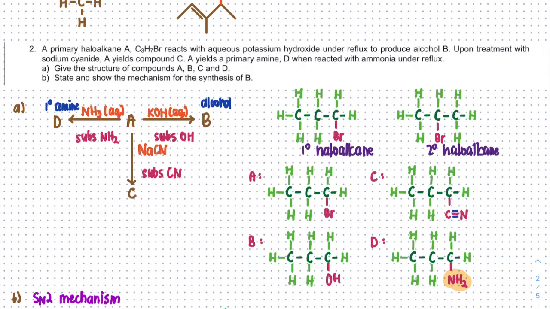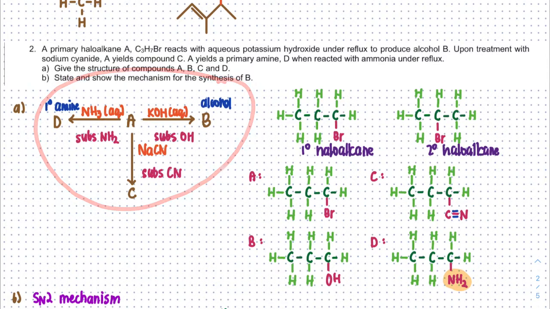When we're talking about haloalkane, mostly we will learn about substitution, nucleophilic substitution. So for the nucleophilic substitution here, when we react it with potassium hydroxide, we will substitute OH. When we react with sodium cyanide, we will substitute CN. However, when we react with ammonia, NH3, we will substitute NH2, and then we will yield a primary amine. So this is the reaction scheme.